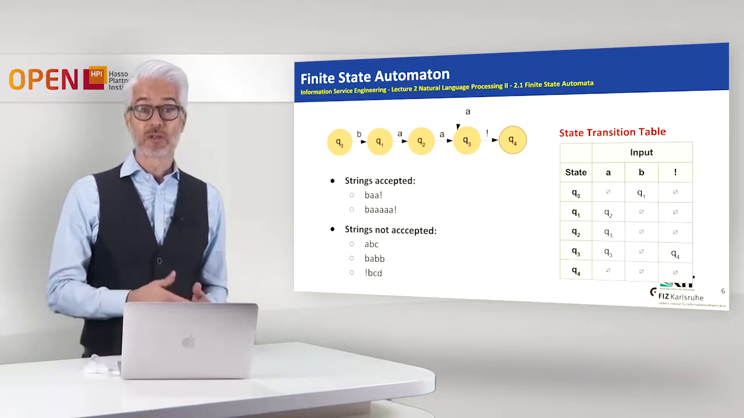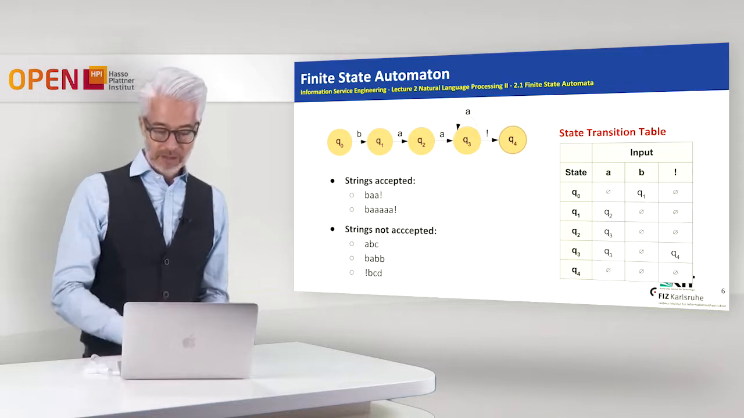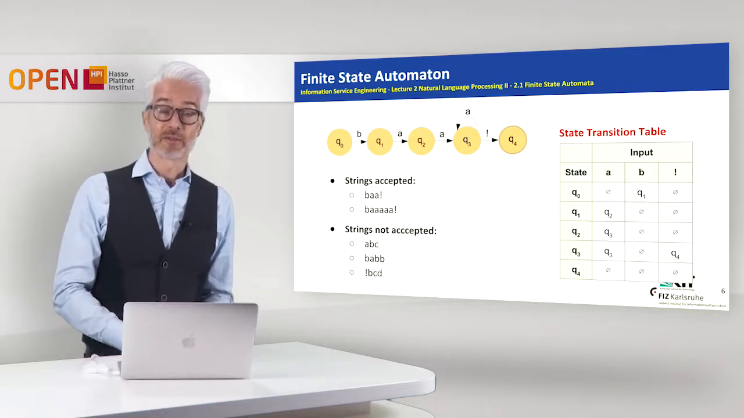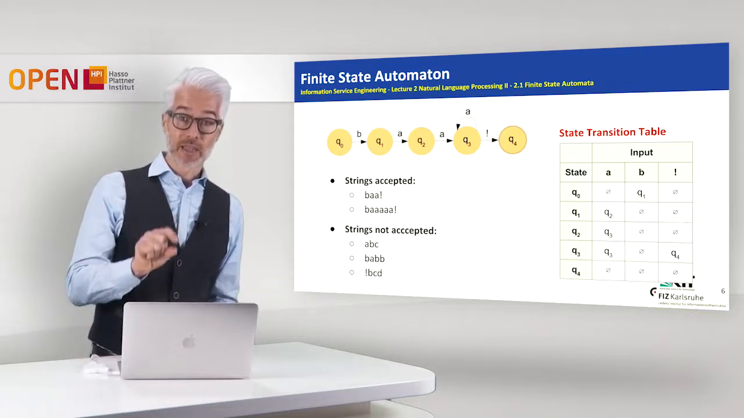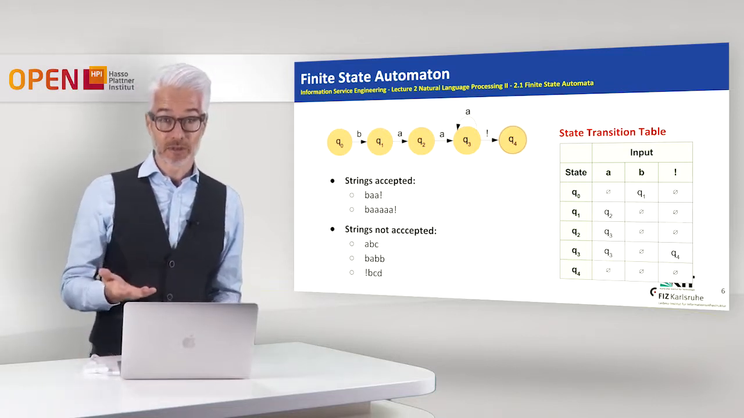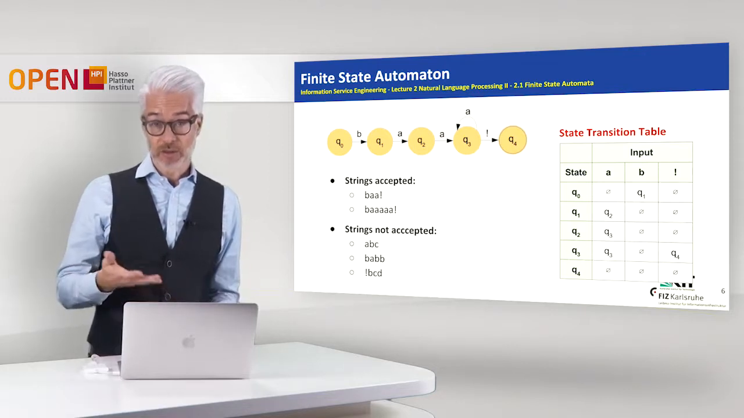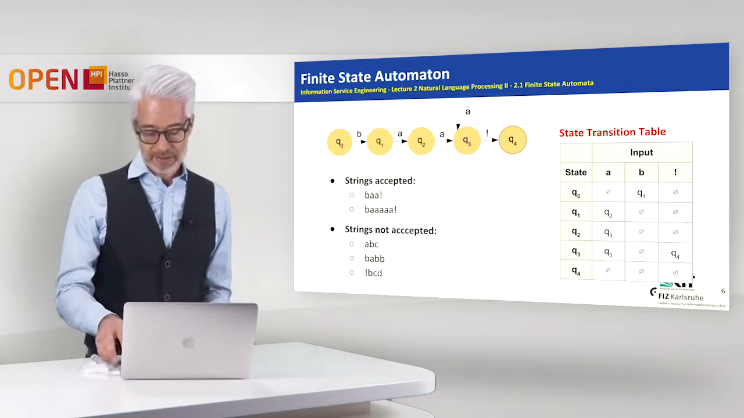And for all the impossible transitions, you see the empty sign. So there is nothing going on, there is no transition if in state Q sub 0 an A is encountered. Nothing happens then, so we don't proceed into any other state.